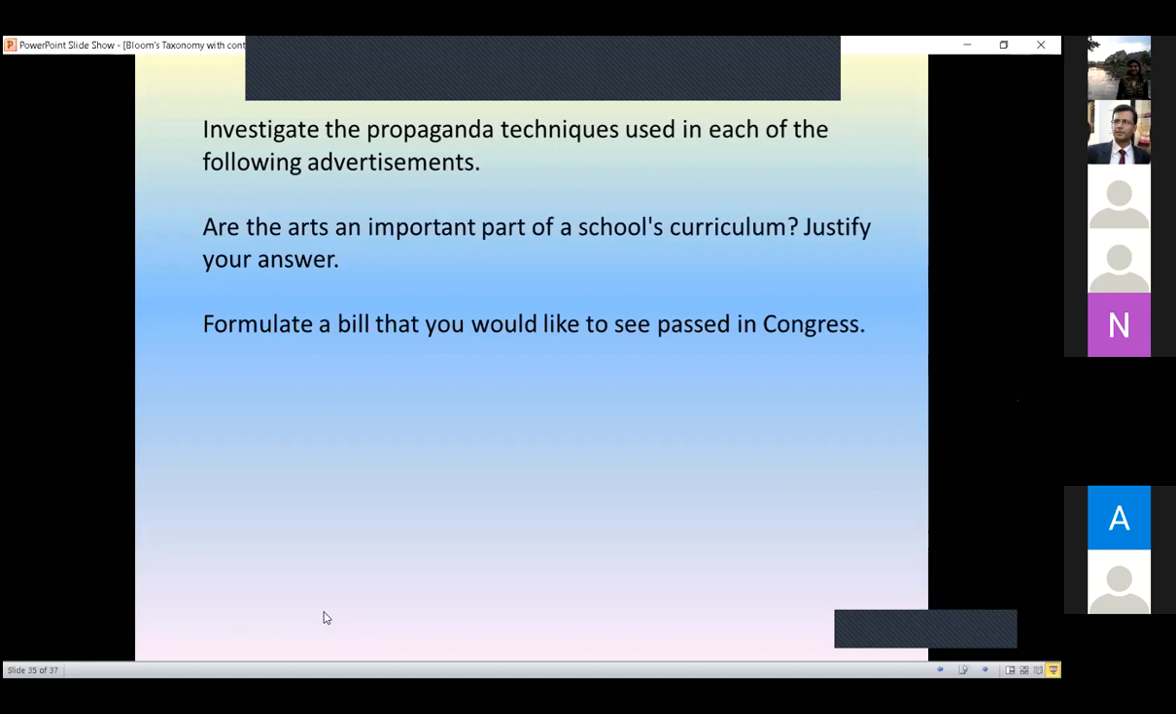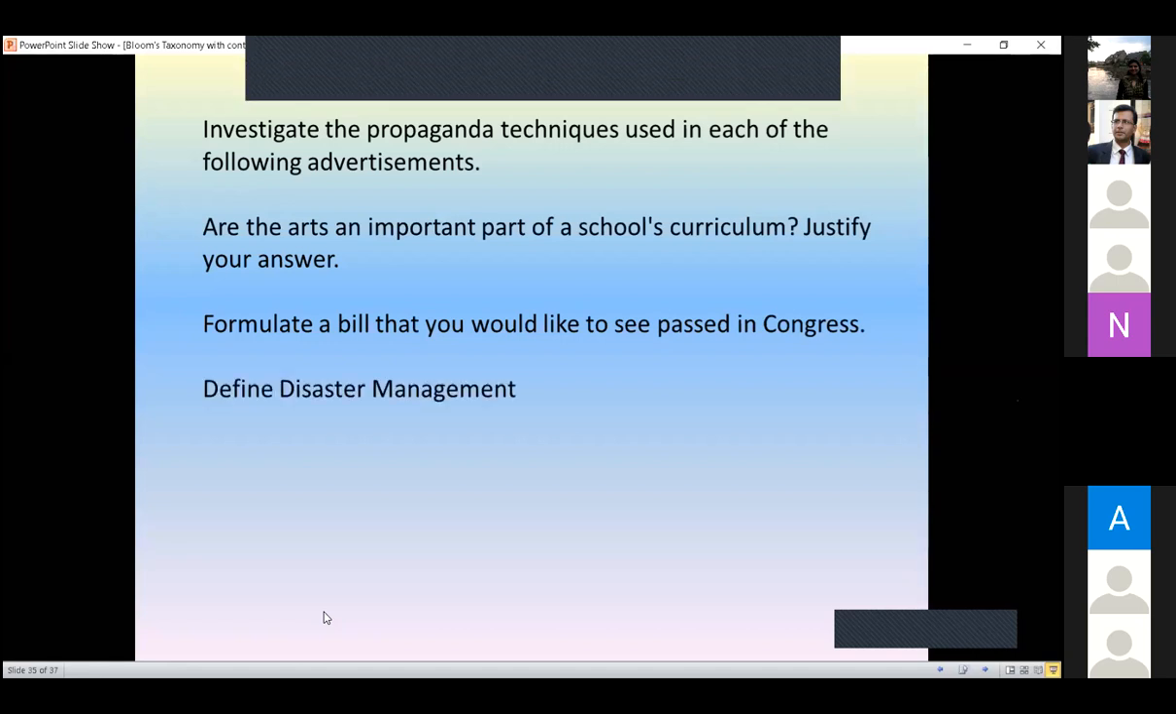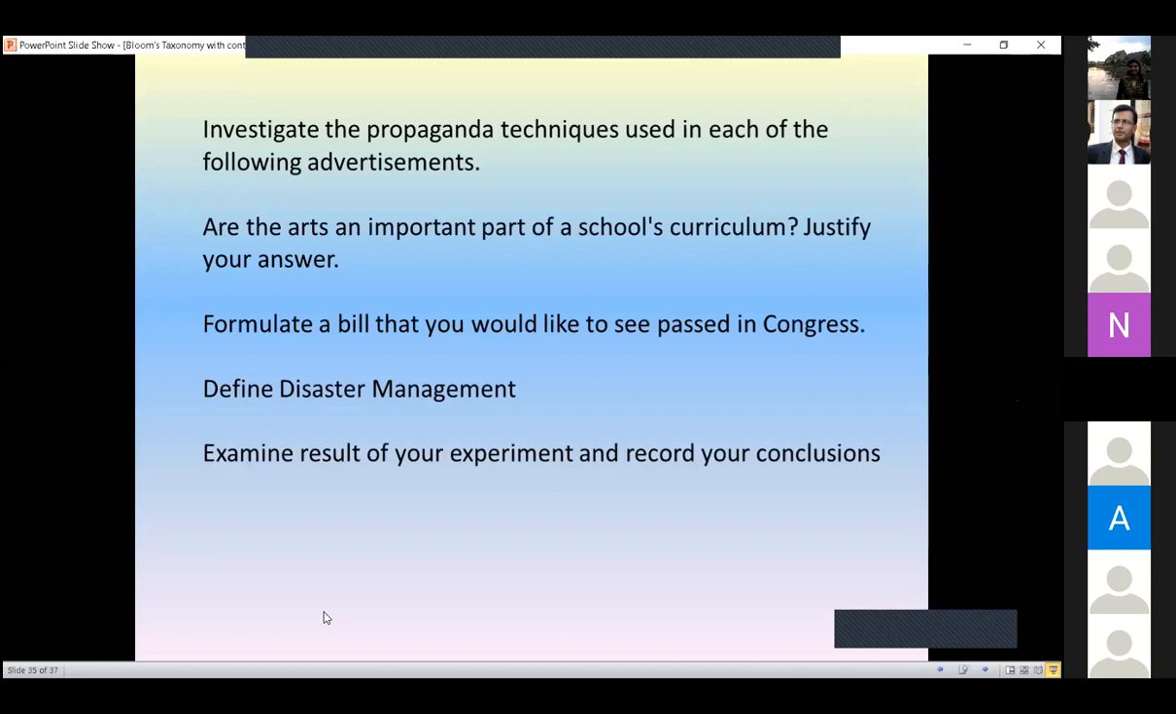Formulate a bill that you would like to see passed in Congress. It's create, ma'am. Yes, absolutely. You're creating, using your creativity, using your imagination, and you're formulating a bill. Absolutely, it is creativity. Define disaster management. Level 1, ma'am. Remember. Yes, it is remember. Defining, it is recalling.